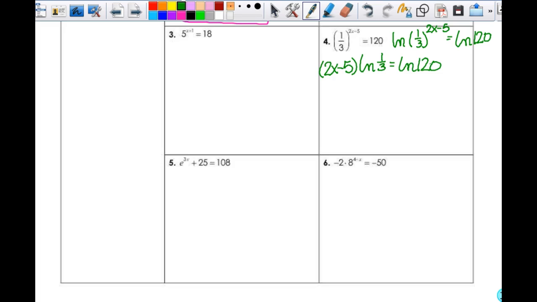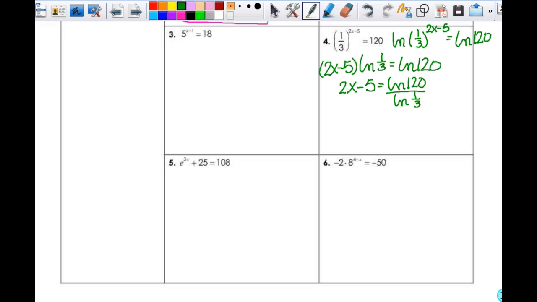No, I can. Like, you can distribute and then solve from there. There's nothing wrong with that. It is definitely easier at this point if I don't distribute. Instead, what would I do? Good. Divide by the natural log of 1/3 because that's being multiplied there. So I get 2x minus 5 equals the natural log of 120 over the natural log of 1/3.